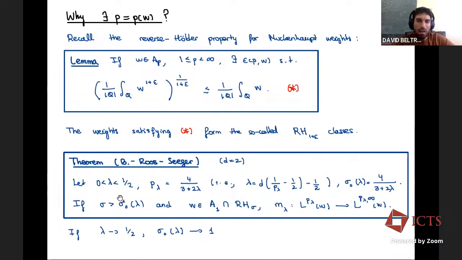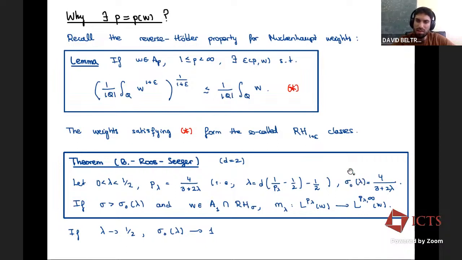In that case, what we are obtaining is the weak type (p, p) weighted Bochner-Riesz bound at the critical index. Here I'm reshuffling the formulation: I'm fixing the lambda, and this p_lambda is the one where lambda becomes the critical index. Then there's a parameter sigma naught of lambda, which is the threshold for the reverse Hölder class. So I have weights in A1 intersected with the reverse Hölder class sigma for sigma greater than this threshold, and in that case we obtain the weighted weak type bounds.